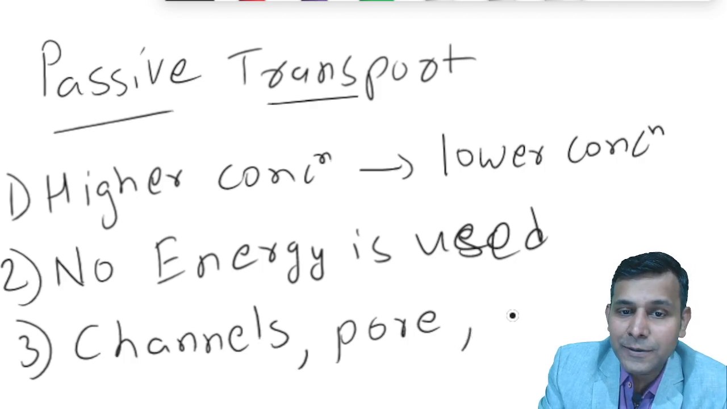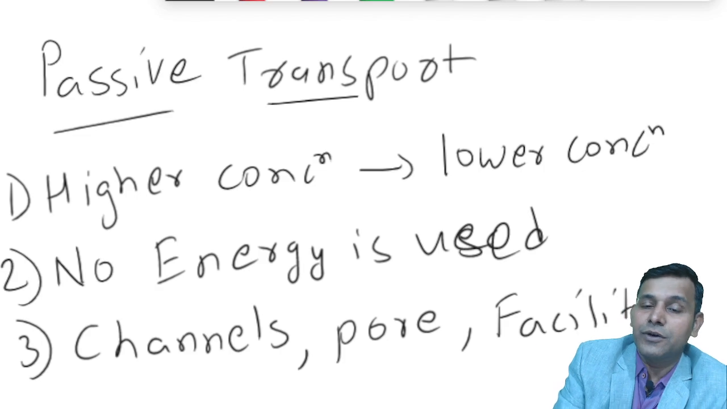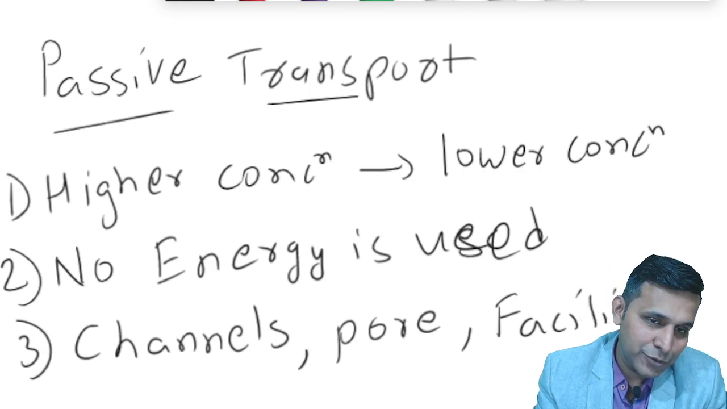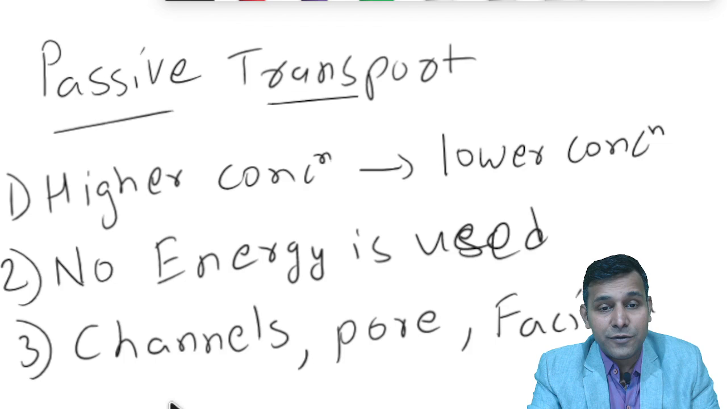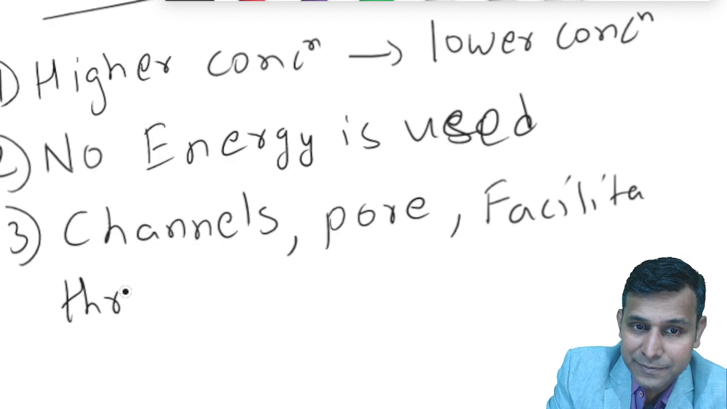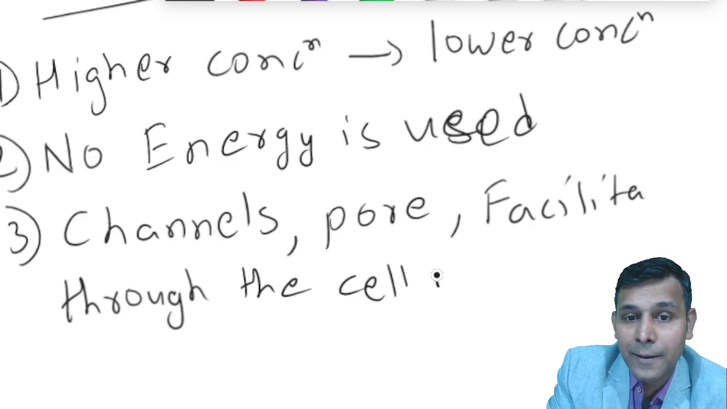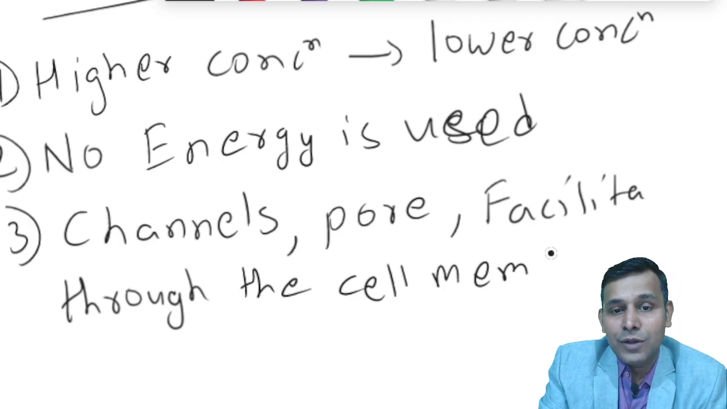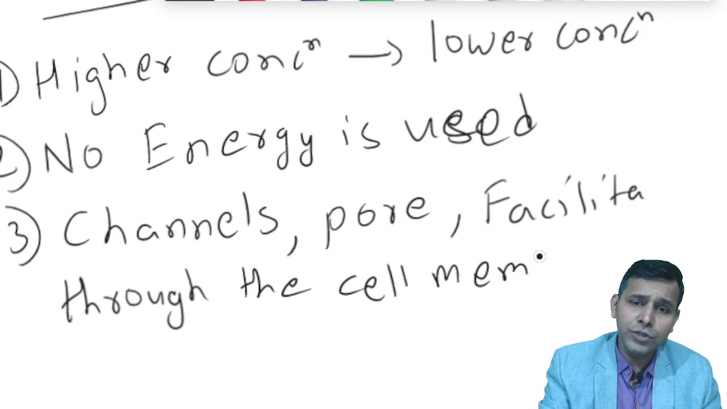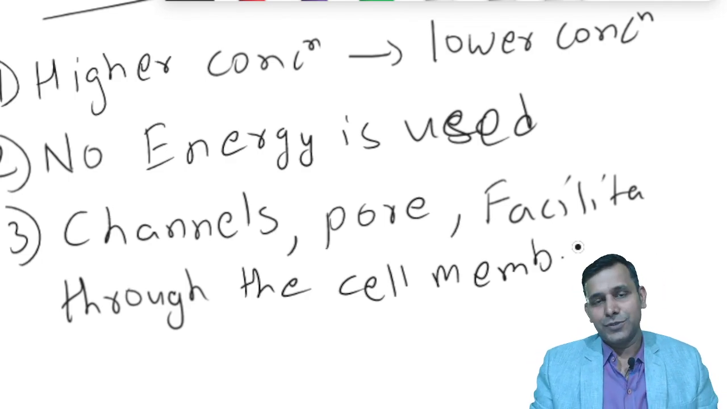If you come across the word facilitated, facilitated diffusion or facilitated movement, then it's a passive transport. You also come across a phrase like the substance is moving through the cell membrane, then also this would be a passive transport. So channels, pores, facilitated diffusion or through the cell membrane, all these terms can be accompanied with passive transport.